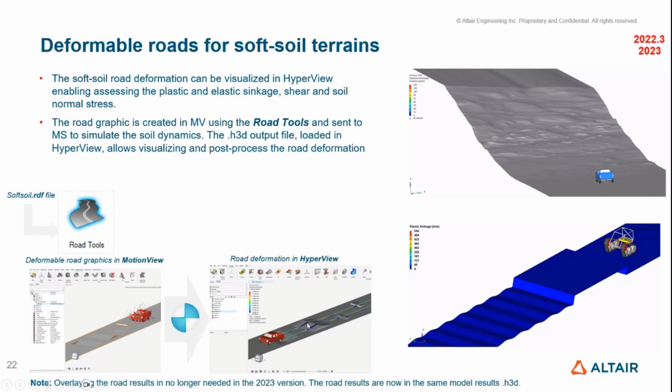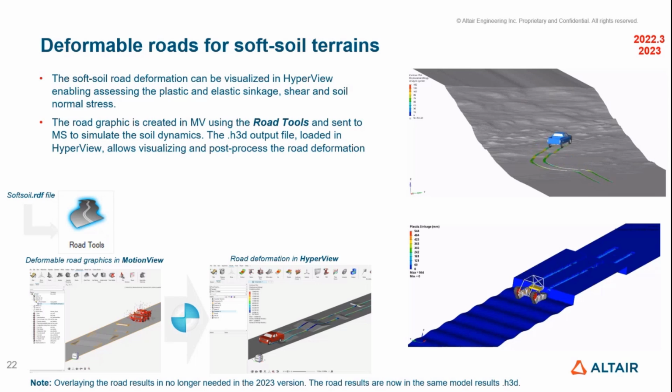visualize the sinkage contour or the stress, plastic sinkage, elastic sinkage, shear stress, and normal stress on the road itself. Here's an example: on the right side you have a pickup truck on a CRG soft soil road, and lower you have a new track model, also in soft soil, that is represented with obstacles. Here we have a big rectangular shape and then a sinusoidal obstacle. And then you can see the plastic sinkage for both animations.